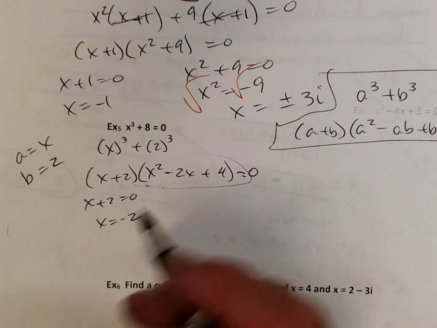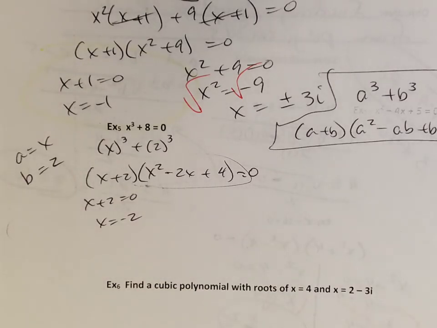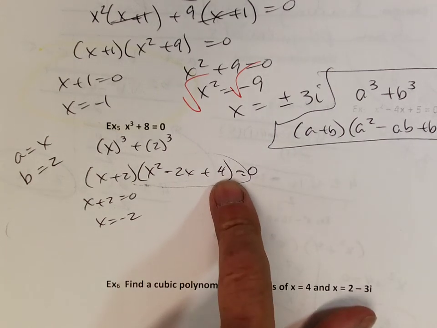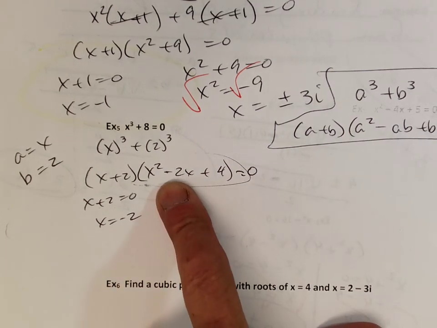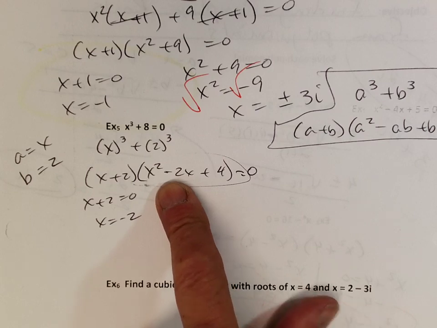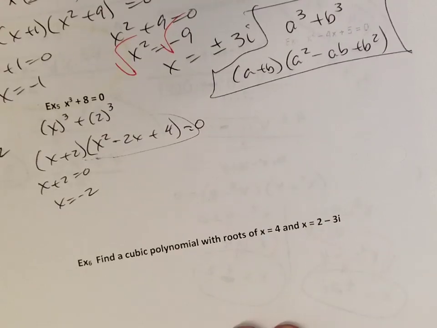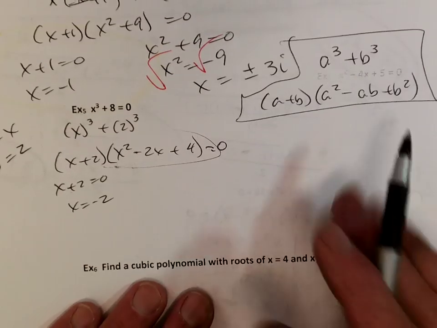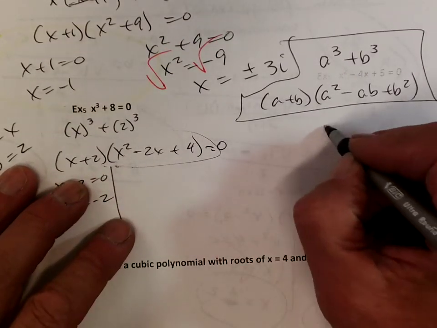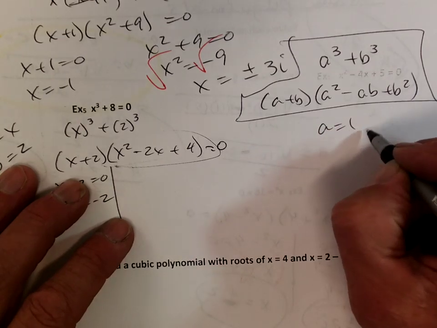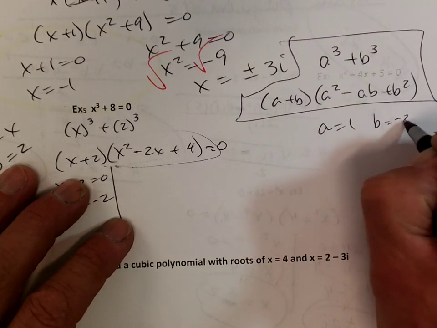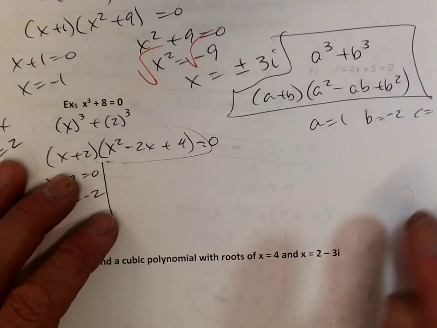We should get two answers, but it doesn't factor. Wait, why not? Well, what are the multiples of 4? 2. Is it going to make a negative 2? No. Bummer. So if it doesn't factor, what do we got to do? Quadratic formula, right? Remember our negative. So a is 1, b is negative 2, and c is 4, right?